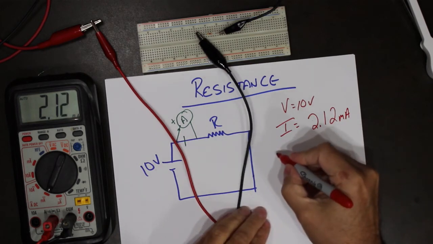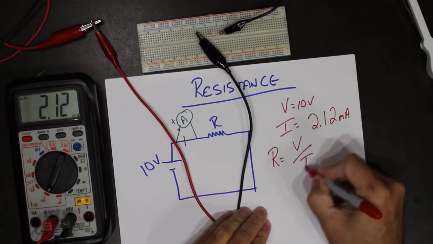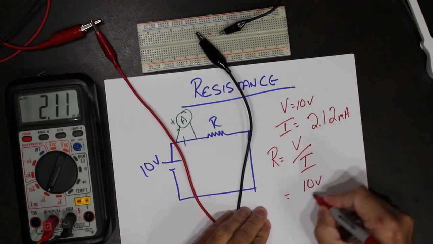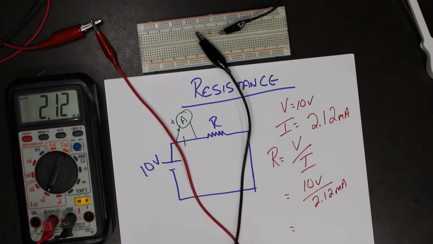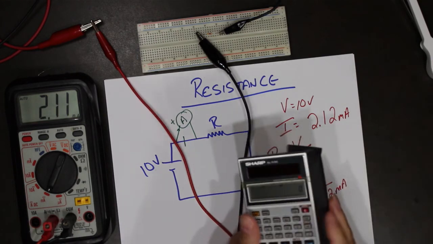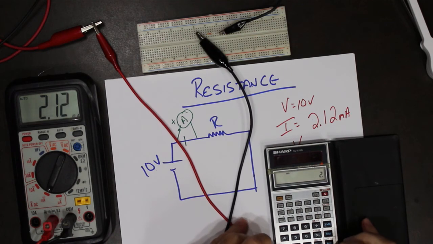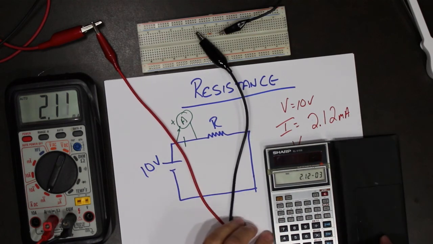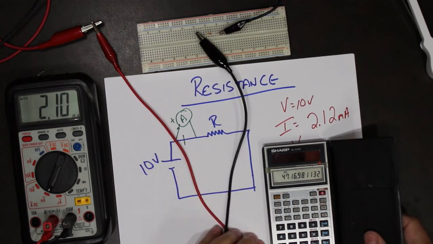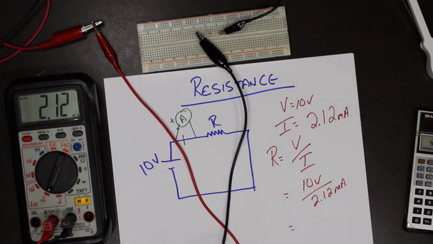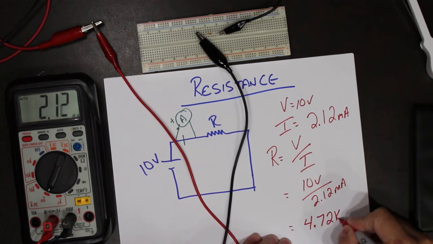So now, according to Ohm's law, my resistance should be equal to voltage over current, and that is 10 volts divided by 2.12 milliamps. So bring out the old trusty calculator. 10 divided by 2.12 milli, and we end up with 4.716, so 4.72 kilo ohms.